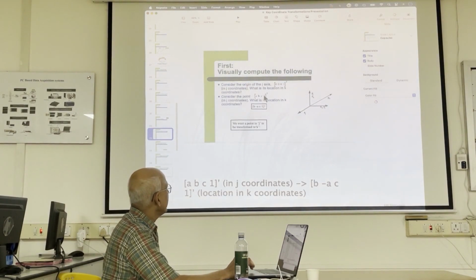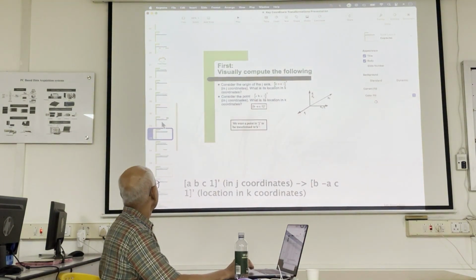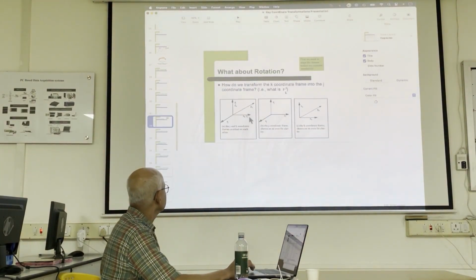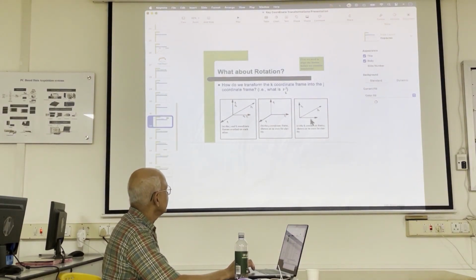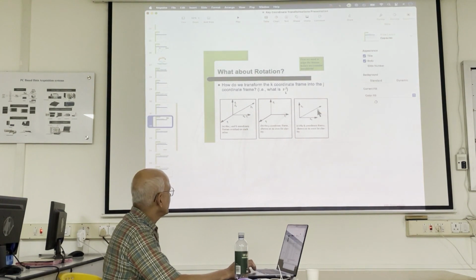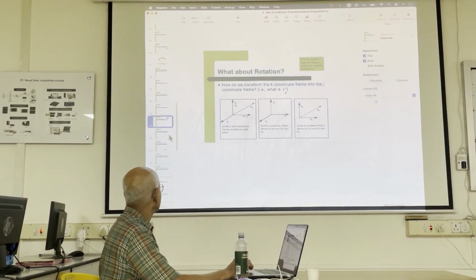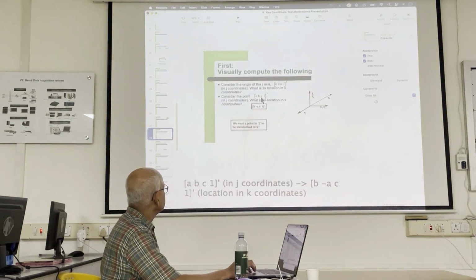But how about A, B, C, 1? You can figure it out; it's easier to figure out when they are pulled apart. So A, B, C, right? The B will correspond to the x-axis here. The A will be the y-axis with the appropriate sign. This one is easy. For Z, there is no change. So here is the answer. Consider the point A, B, C, 1 transpose. What is its location in k coordinates? So everybody agree that this is the answer?